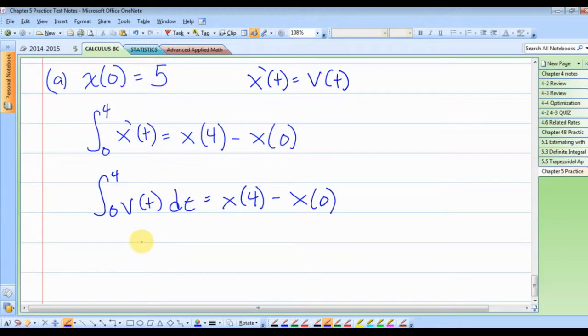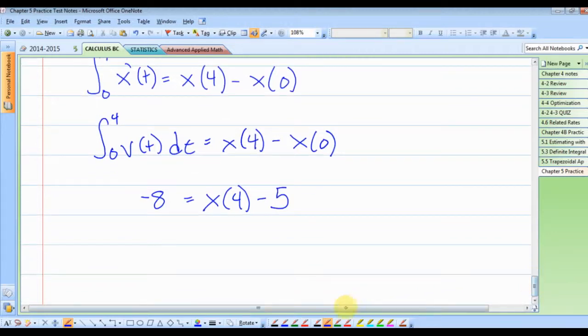Negative 8. Thank you. Negative 8 is equal to x4 minus, do I know x0? 5. It is 5, right. Where does all this stuff come from? This is area, right? This one is given. And now you just solve for x4, right? x4 equals negative 3.